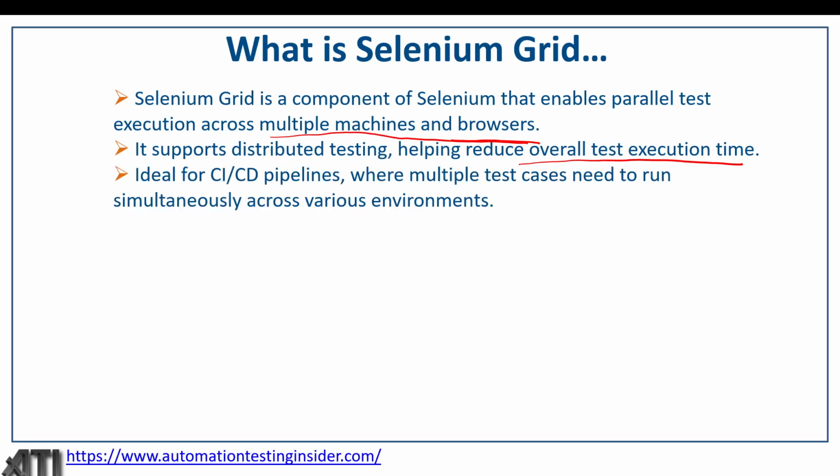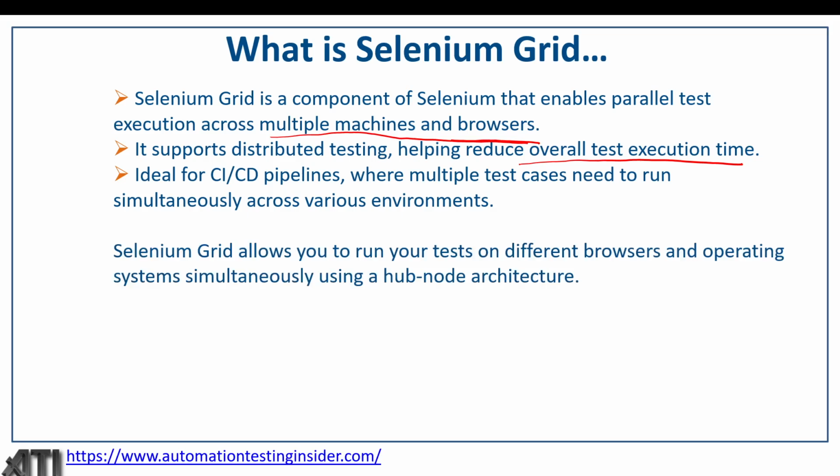It is ideal for CI/CD pipelines, like continuous integration and continuous deployment, where multiple test cases need to run simultaneously across various environments. Selenium Grid allows you to run your tests on different browsers and operating systems simultaneously using a hub-node architecture, which we discussed. So it works on the basis of hub-node architecture. What is a hub? It acts as a central point to control the test execution.